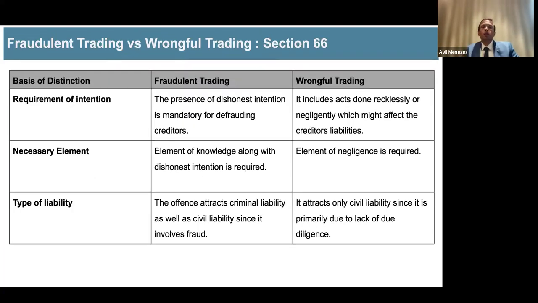So what are the basic requirements for fraudulent trading? The presence of a dishonest intention is mandatory. But for wrongful trading under section 66(2), even if the act is done recklessly or negligently, which might affect the creditors' liability, that is wrongful trading. There is no need for fraud. An element of negligence is required, whereas an element of fraud and dishonest intention is required when it is fraudulent trading.